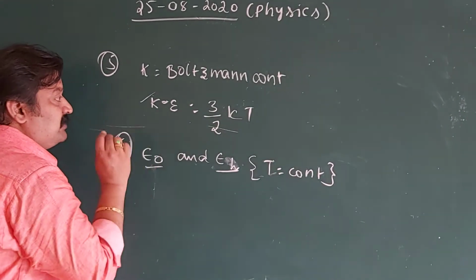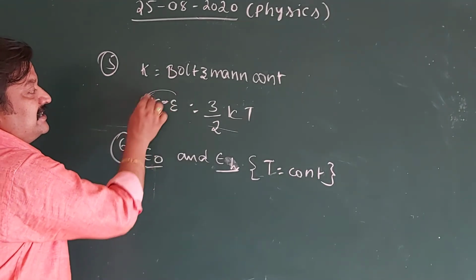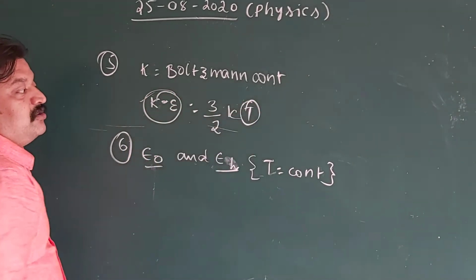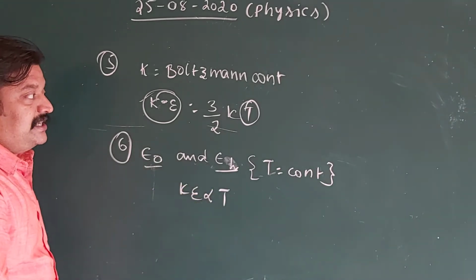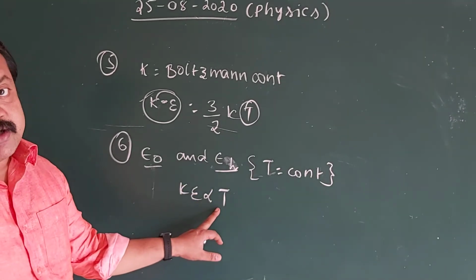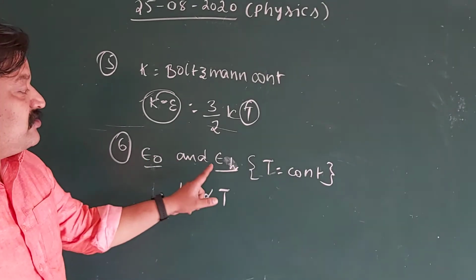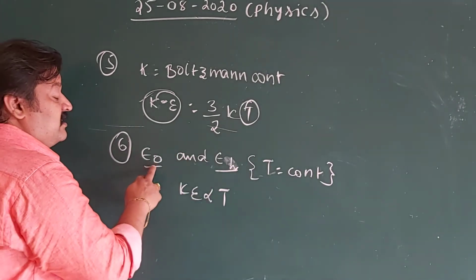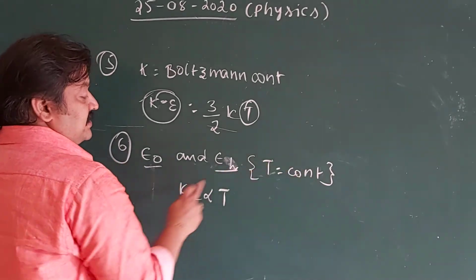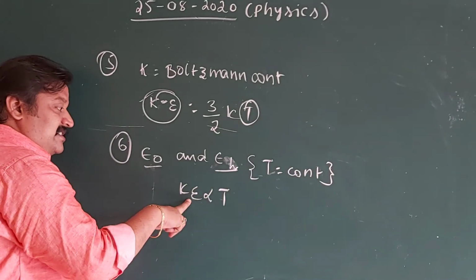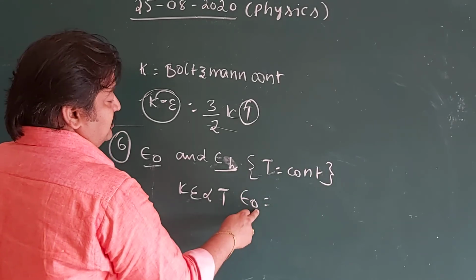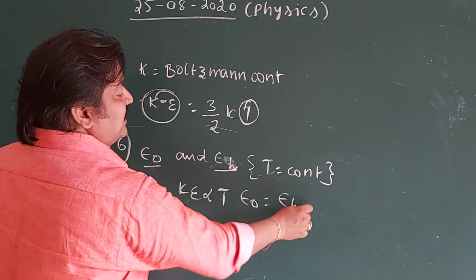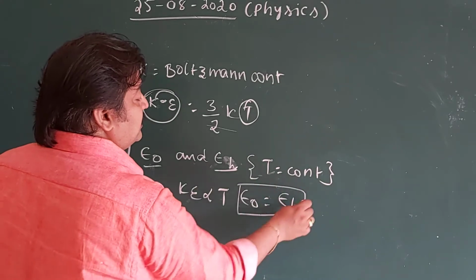It is very clear that KE is directly proportional to absolute temperature. If absolute temperature is constant, then kinetic energy is also constant. Hence we can say that both have been given at the same temperature. If temperature is constant, kinetic energy is also constant. Hence we can say that the kinetic energy due to oxygen is equal to the kinetic energy due to hydrogen. This option can be correct.